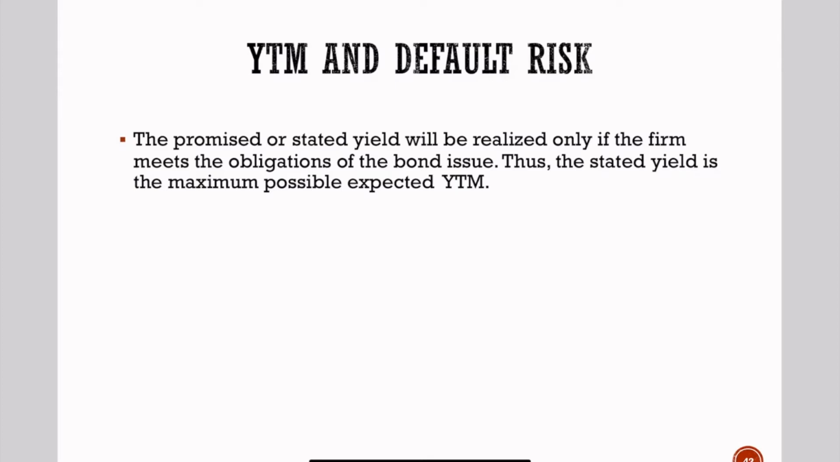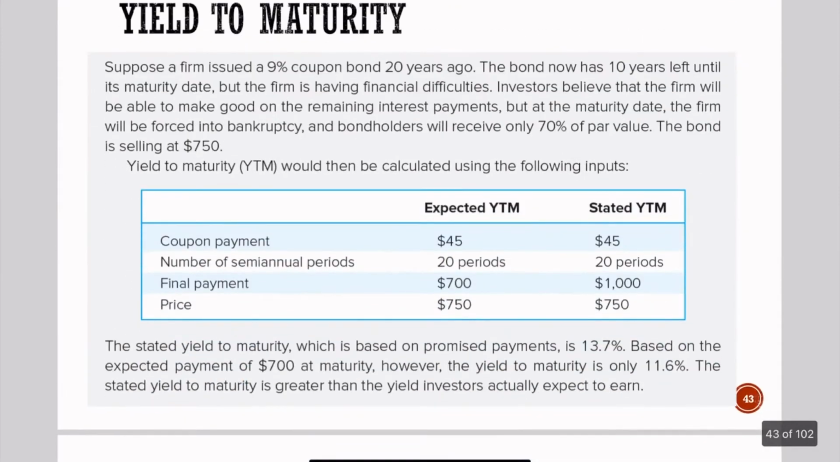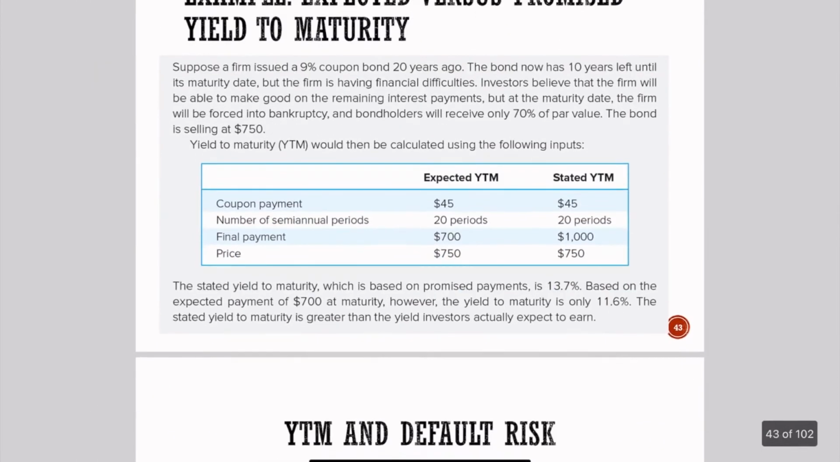This basically implies that yield is the largest possible expected return you can get from holding your bond. Okay, now let's see this example to get a better understanding.